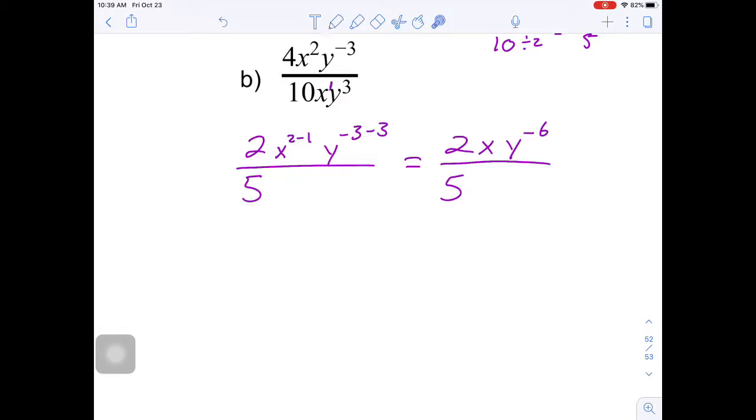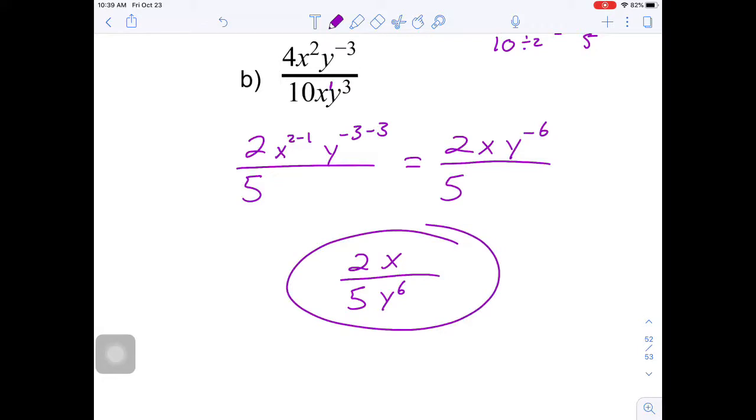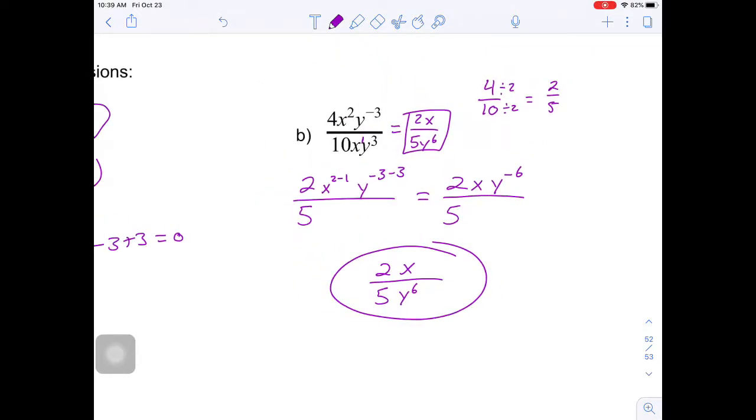I can do one more thing here. Remember, negative exponents aren't super awesome, so let's make that a positive. How do I make it a positive? Well, I just put it in the denominator's position. So I've taken my y to the power of negative 6 and simply put it in my denominator. And now I have a positive exponent. And there's my simplified solution. So this thing equals 2x over 4y to the power of 6, which is, again, a much easier expression to utilize.